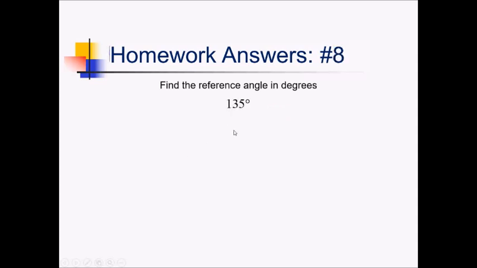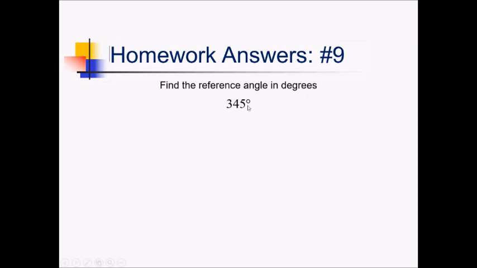On this one, I want to figure out how far 135 is from the closest x-axis angle. That would happen to be 180. It's closer to 180 than it is to 360. So to get that distance, we just do 180 minus 135, which gives us 45 degrees.